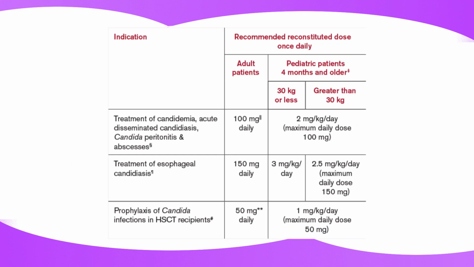So in terms of mycofungin dosing, for acute disseminated candidiasis, abscesses, and candidal peritonitis, the dosing is 100 mg daily infused over 1 hour with a 15-day mean duration of therapy. For esophageal candidiasis, it is 150 mg daily infused over 1 hour, also with a 15-day mean duration of therapy. For those bone marrow transplant patients receiving this as prophylaxis of Candida species infections, the dosing is 50 mg daily infused over 1 hour, with no definitive duration of therapy.